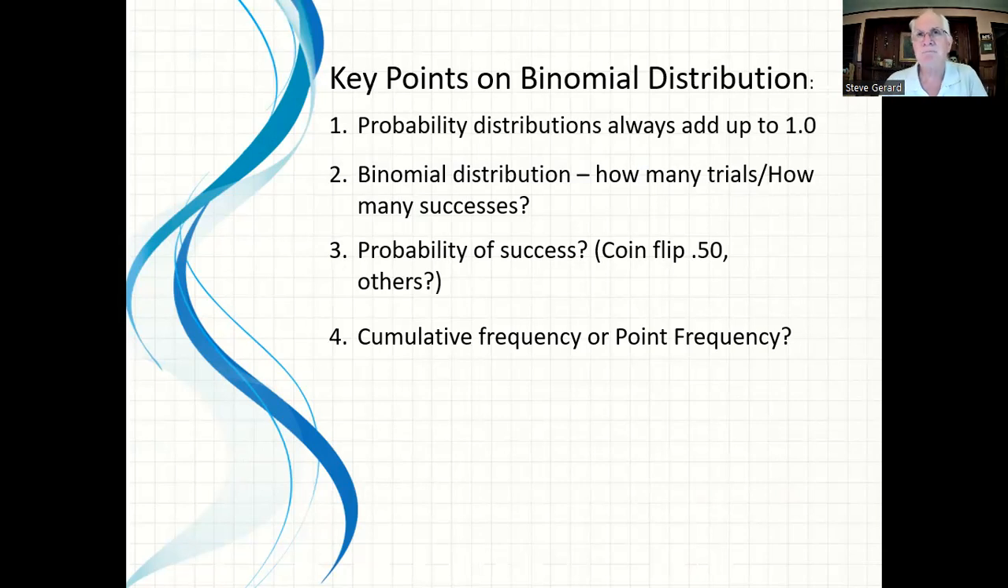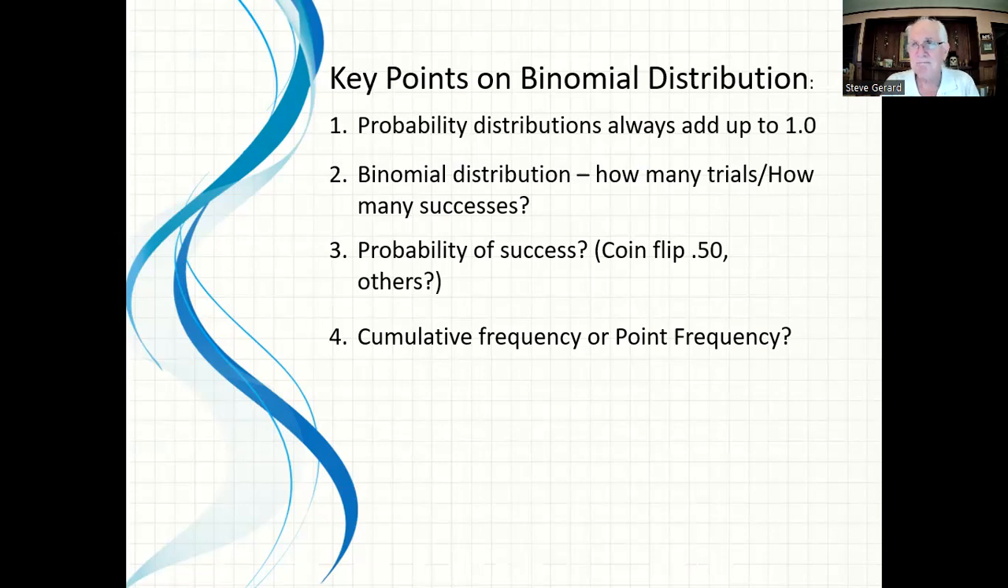Now I tell you, when you get a word problem from me working on this stuff, what you want to do is stop and read my language carefully. If the problem says, what's the probability of getting exactly some number, we're talking point probability. Exactly means one specific point.